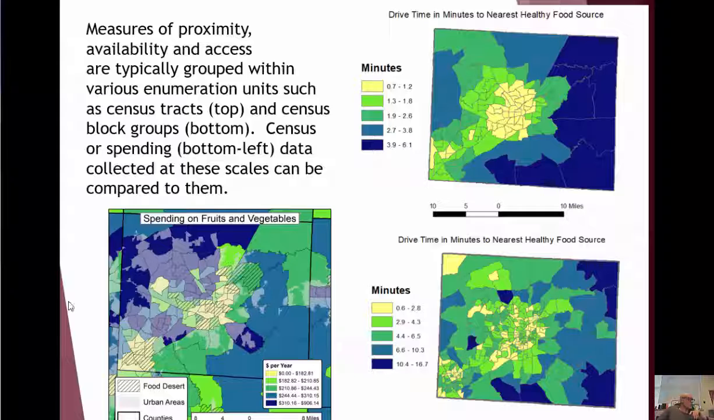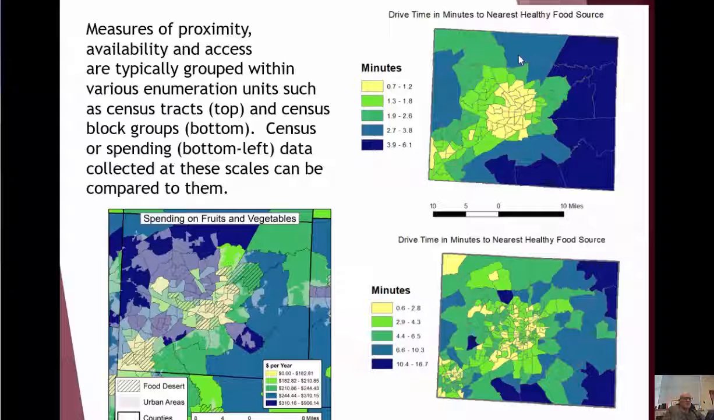And you can see in the north and the northwest portion of the county, spending is much, much higher for fruits and vegetables than it is for other parts of the county as well. But I can also map the drive time in minutes to the nearest healthy source. I can do it from the middle, or I can look at all the addresses within a particular tract or zip code and then average them together.